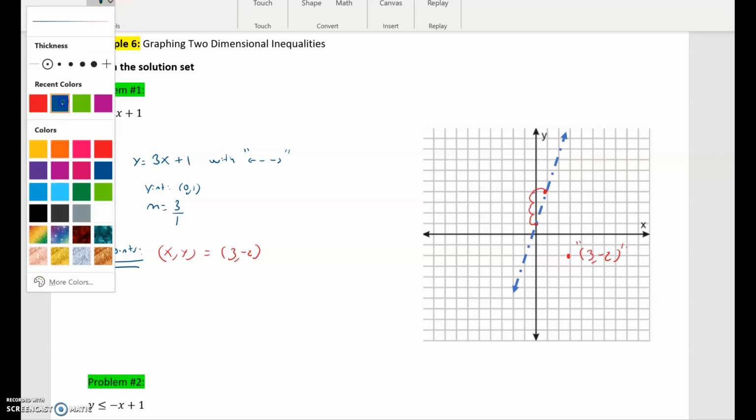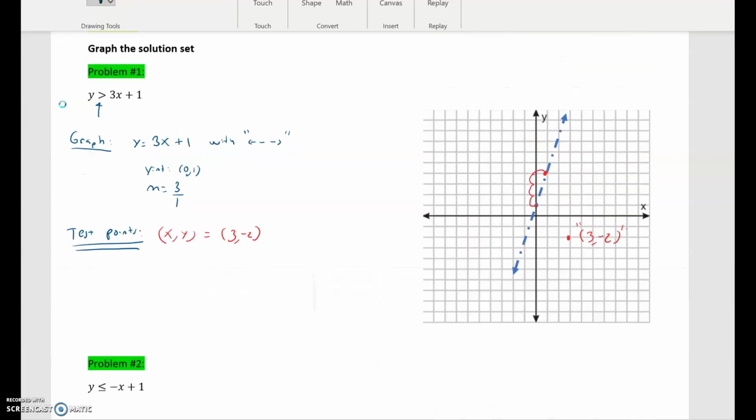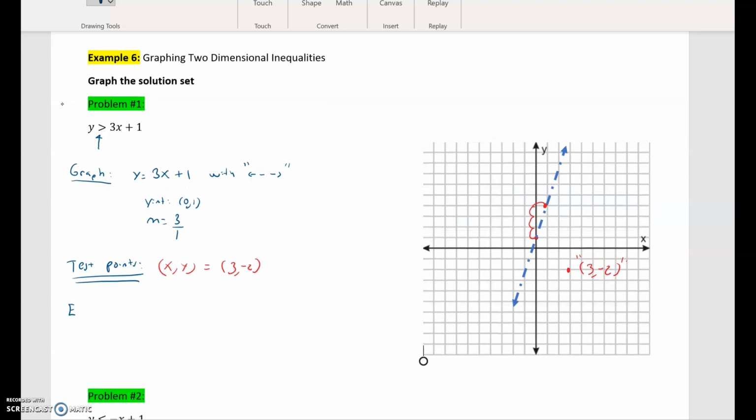And then we're going to be evaluating the test point. So in this case, evaluate 3, negative 2 into the original inequality. So y is greater than 3x plus 1. Your y value is negative 2 greater than 3 times 3 plus 1, or negative 2 is greater than 9 plus 1. Negative 2 is greater than 10, which is technically false.